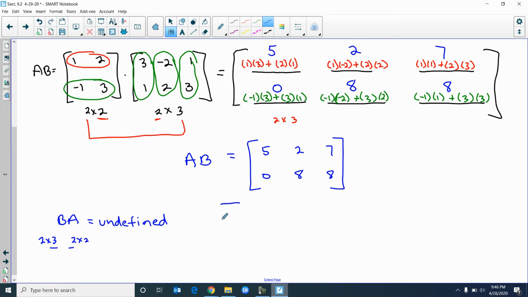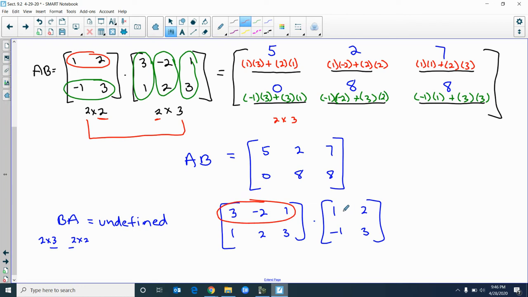If you think about this, I'm just going to write this down. Here is B, 3, -2, and then 1. And then I got 1, 2, 3 times 1, 2, -1, 3. When we multiply, we do row times column. We take this row times this column. Well, you take each element of the row times an element of the column, and here's what we do is we run out. 3 times 1 works, -2 times -1, but this 1 doesn't have anything to multiply by.